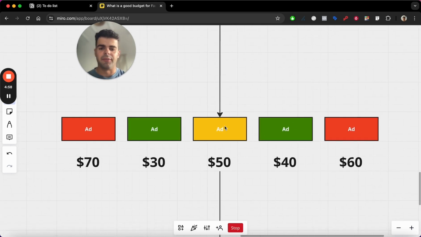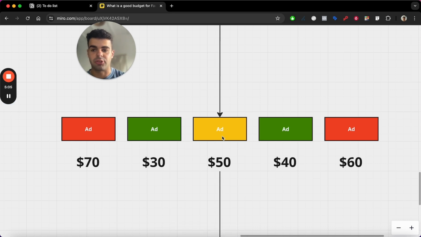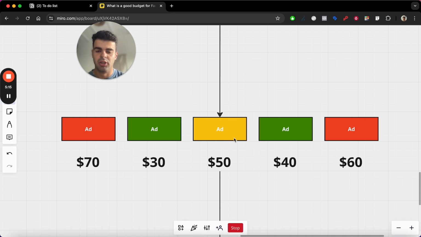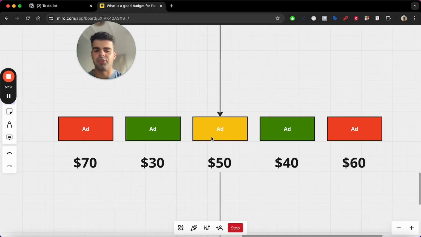So I'd turn them off. The reason this one is yellow is because if it's at 50, I would usually give it another day, because it's only just got to 2 times your target CPA. If a lead or a purchase was to come through, the ad starts to further optimize. It could pick up 2 more tomorrow, and then all of a sudden this ad is profitable. So I'm not sure if I would turn this one off. I'd probably give it an extra day, but this is more up to you guys.